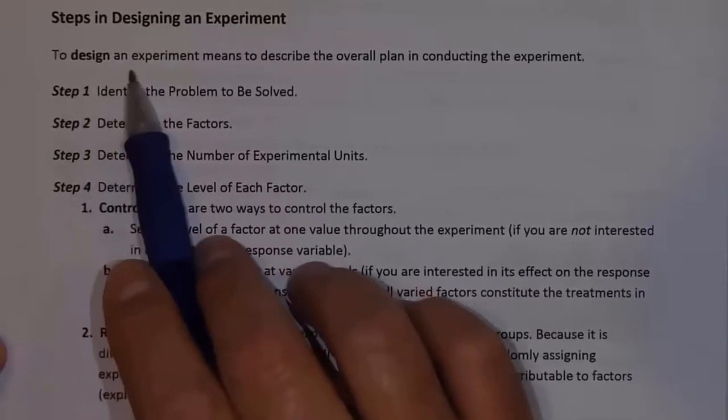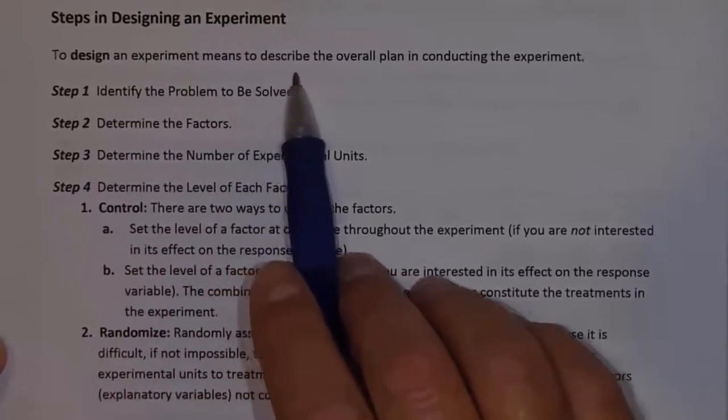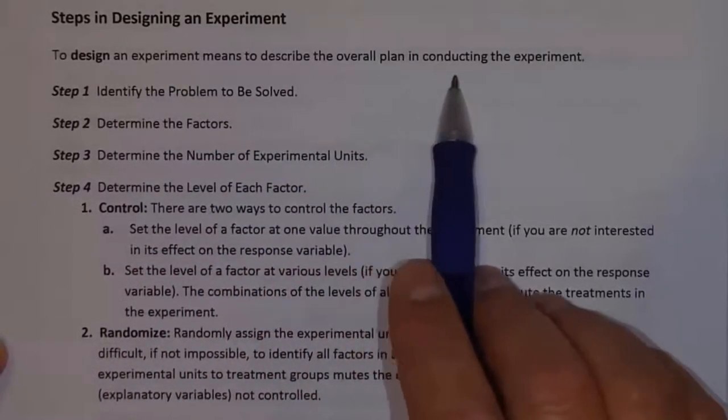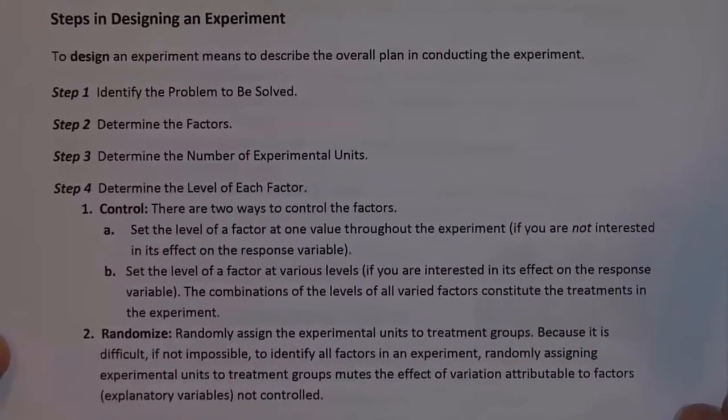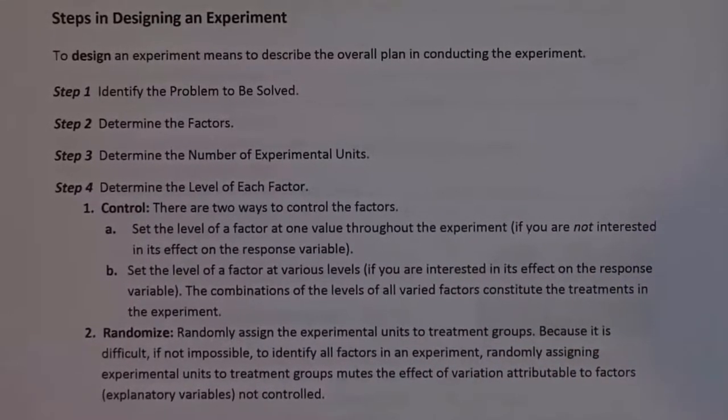So to design an experiment means to describe the overall plan in conducting the experiment. If you're going to conduct an experiment, you need to lay out what your process is going to be. It has to be well thought out. You have to strategize to think about, what am I going to do in particular circumstances? How am I going to go about obtaining my control group and my treatment group or groups, and so on. So the first step.